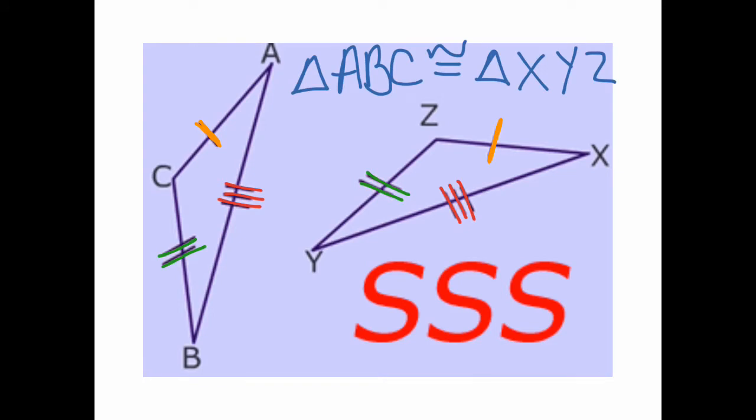Our congruent statement is still important, though. The way that you name it does matter. So in here, I picked triangle ABC is congruent to triangle XYZ.